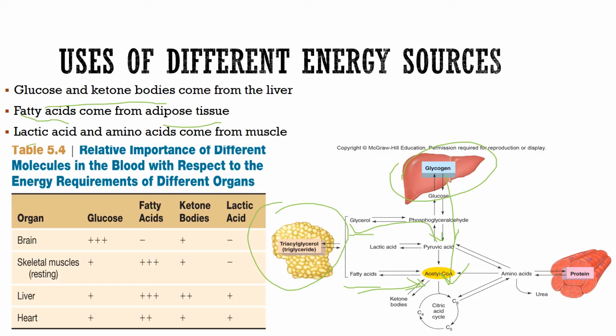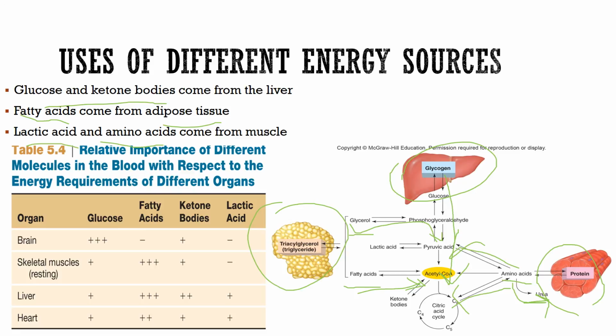Lactic acid and amino acids are going to be generated within the muscles, and waste products, when we have excess, are going to be excreted as urea for those nitrogenous bases. But those can also be converted into pyruvic acid, or can directly enter the citric acid cycle depending on the amino acid that's present.